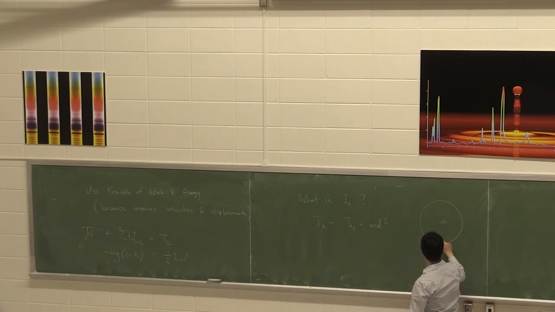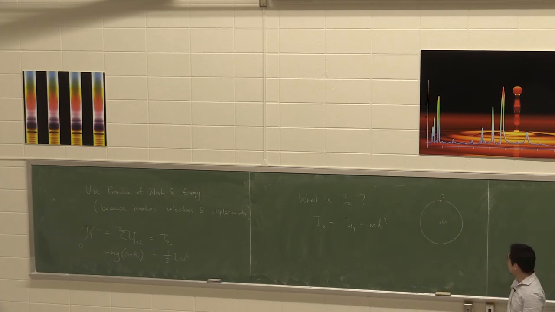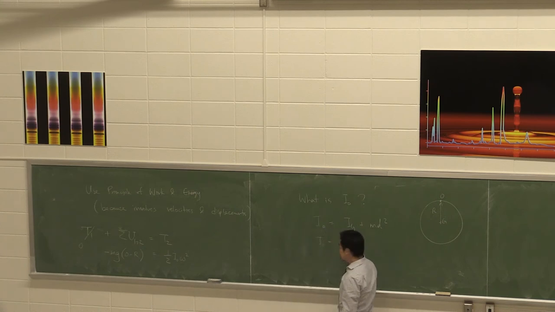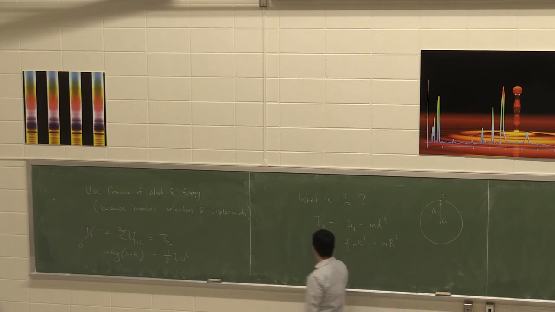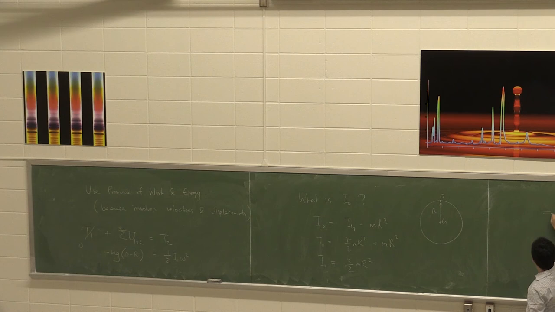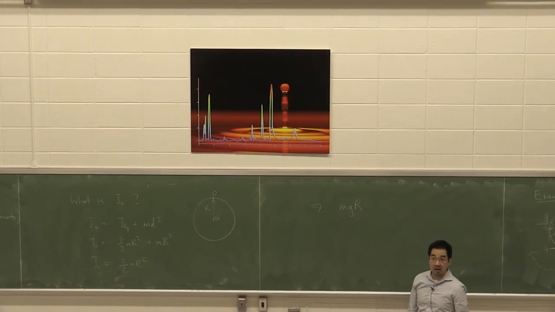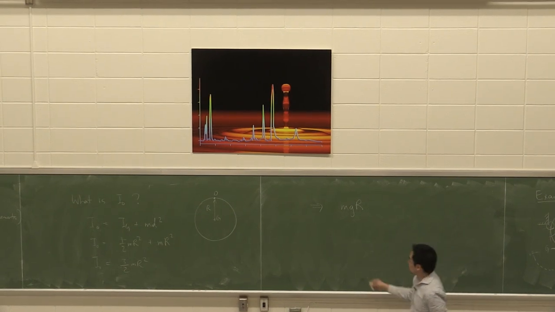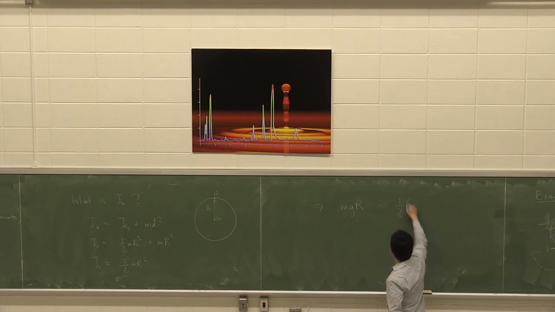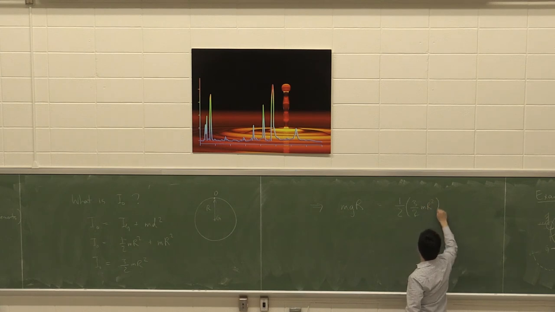So here's my G, here's my O, somewhere that's on the edge of the disk, and the amount for d, the displacement by parallel axis theorem, must be R. So I_O is equal to I_G, I_G is 1 half MR squared for a disk, plus M times R squared. So I_O for a disk at its edge is 3 halves MR squared. So we finally have the following. mgR is the amount of your mgh, basically, equals 1 half, 3 halves MR squared, omega squared.